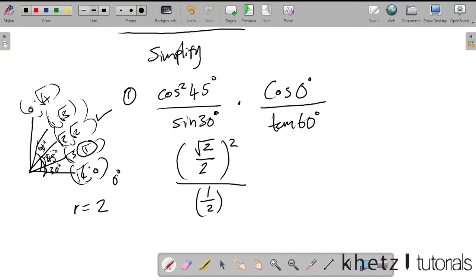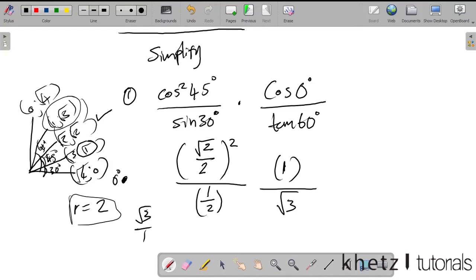And now cosine of 0, if you come to this point over here, it's x divided by r. So x is basically square root of 4, which is 2, divided by the r, which is 2 as well. Then you have 1 over there. Then you have your tan of 60, which comes here, which is y divided by x, which is square root of 3 divided by 1. And the answer to that is square root of 3.